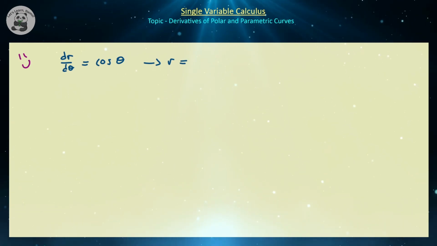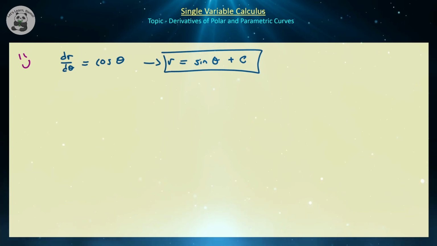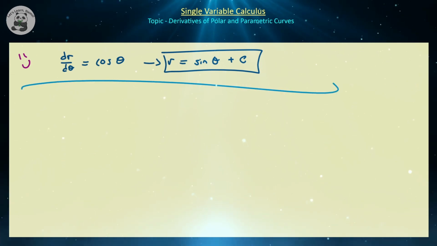The derivative of something is equal to cosine. Who is that something equal to? You can probably say that that's going to be equal to sine of theta plus some constant, right? So that much we already know just from basic differentiation principles. So polar coordinates don't really give us anything useful there.